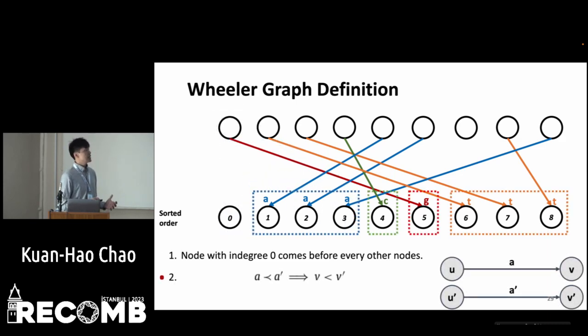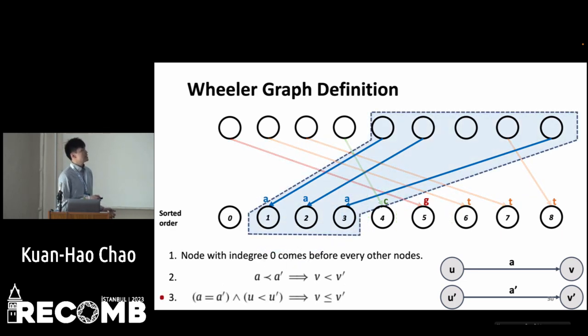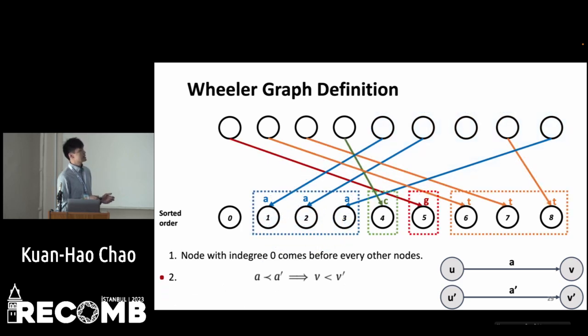And for the second rule, you need to check every pair of edges. So I put two edges here so it's easier to understand. In this example, if A prime is lexicographically bigger than A, then the destination node, B prime, needs to be bigger than B. So in terms of the graph, here, for the C group, since it has incoming edges labeled as C, it's lexicographically bigger than A. So all the nodes here need to be ordered bigger than any of them. So basically what it tells us is that we can simply group nodes into bins. In this example, there are 4 bins, A, C, G, and T.